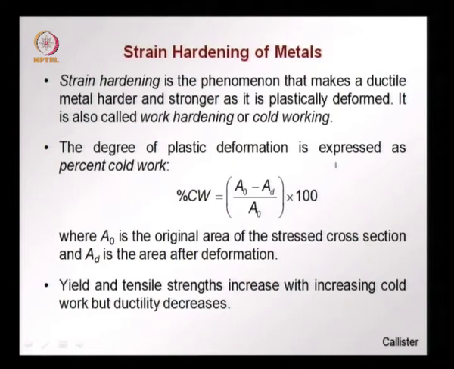So, this is called the percentage cold work. If we take a bar under tension and we look at how the cross section area changes, the change in area divided by the original area is expressed as the percentage cold work, an indication of how much strain hardening the material undergoes. What we find is, when we cold work a material, as the cold work increases, the yield and the tensile strengths increase. However, the ductility decreases.